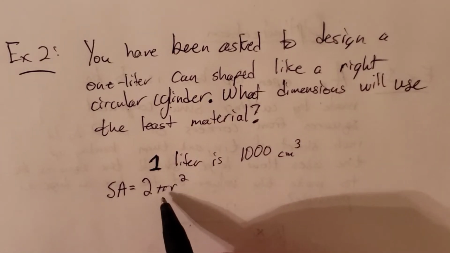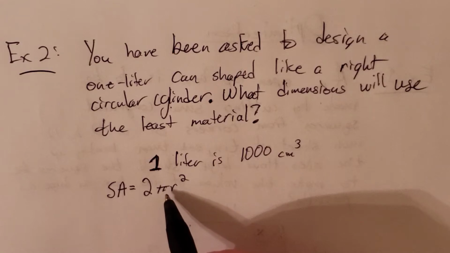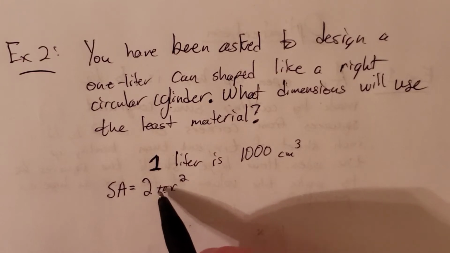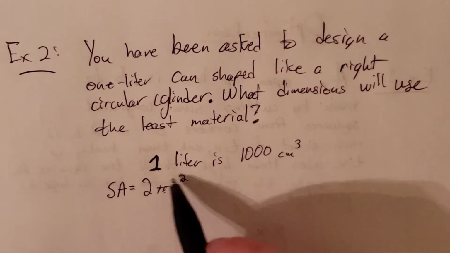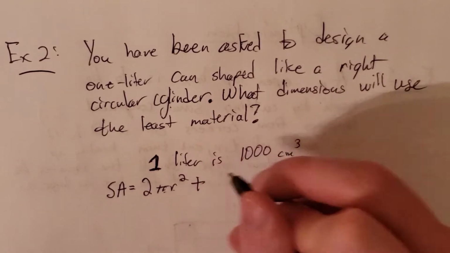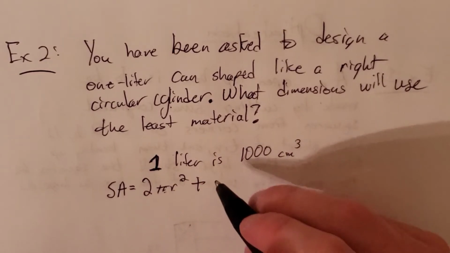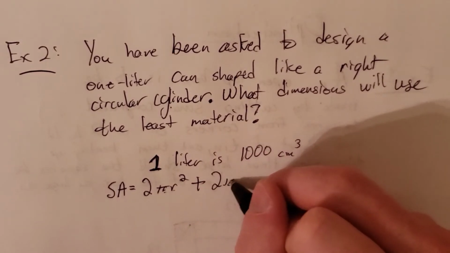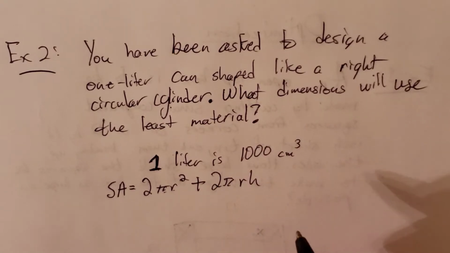The base and the top of the cylinder. So the bottom and the top of the cylinder, the area of that is pi r squared, and we have 2 of those, of course, one from the bottom, one from the top. So that surface area is 2 pi r squared. And then the lateral surface area is 2 pi r h.